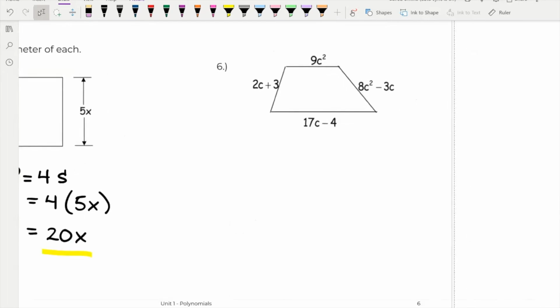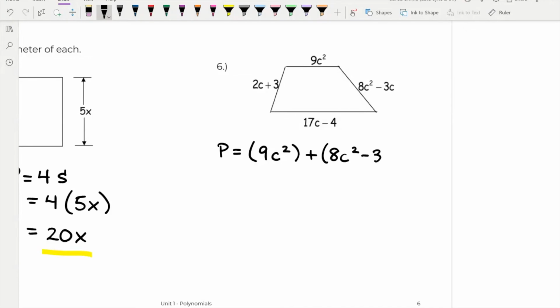For this, it looks like a trapezoid's perimeter. I'm going to assume that the top and bottom are parallel. Our perimeter is once again just adding around the outside. Anytime I'm subbing in, always sub in with brackets. I'm just going right around the outside, adding together each of the sides.